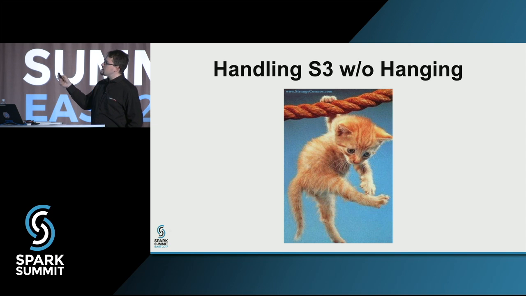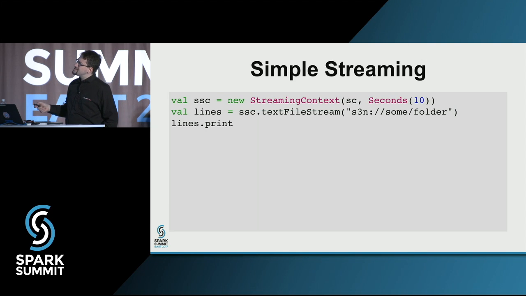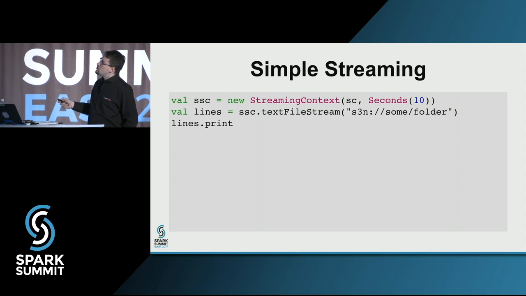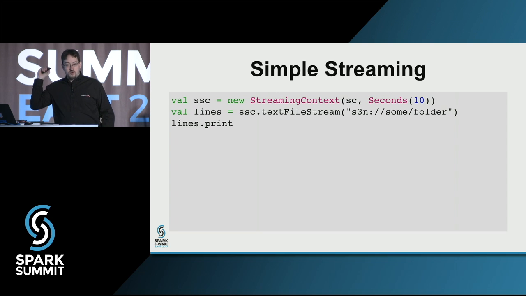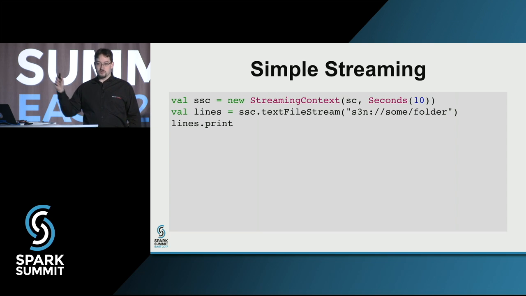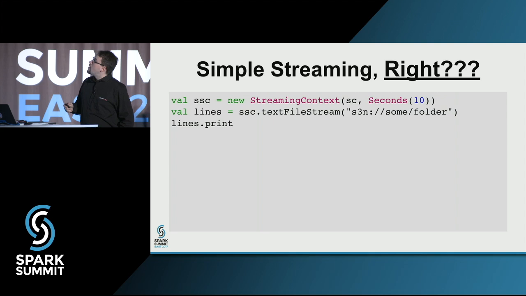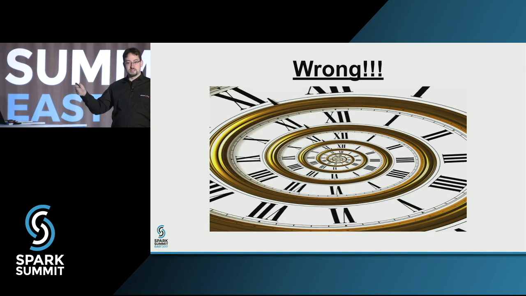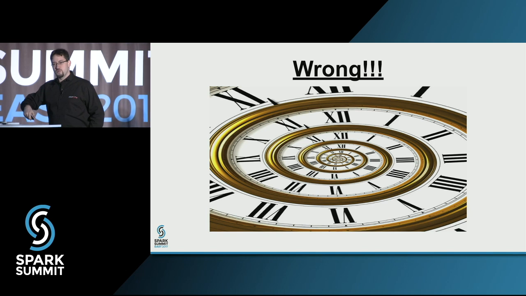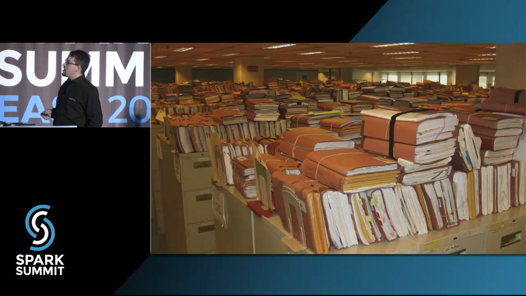All right, so what does that mean? We have a simple code here. We load our streaming context. We say, hey, load our text file stream from S3, and then just print. Really simple, should work. You expect it to work, right? All right, no. It's going to spin and spin and spin and spin, and then sometimes it'll work. So let's find out why.